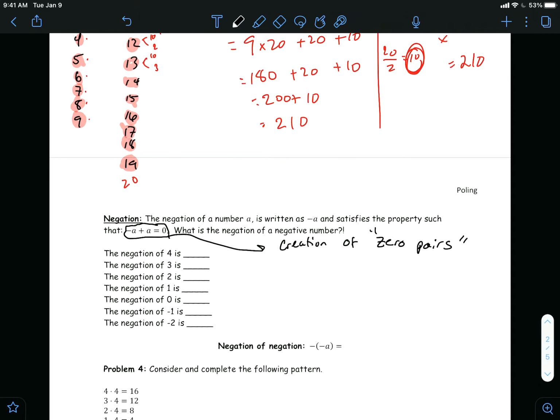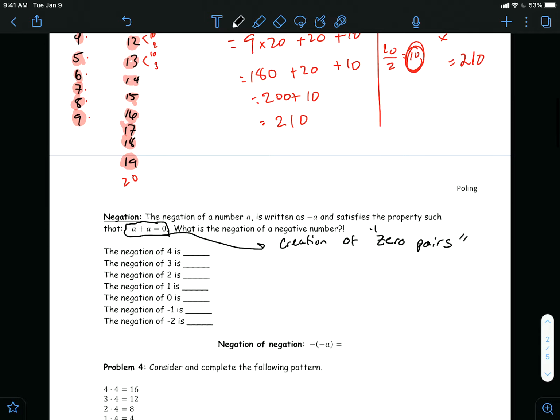Okay, so the negation, this is relatively straightforward. The negation of 4 is going to be negative 4, negative 3, negative 2, negative 1. You have a negative 0. Does that make sense? No. Okay. Doesn't make sense. Why would you write that? Negative 0? No.